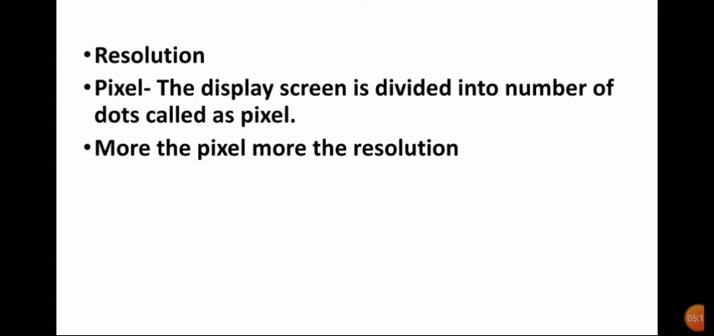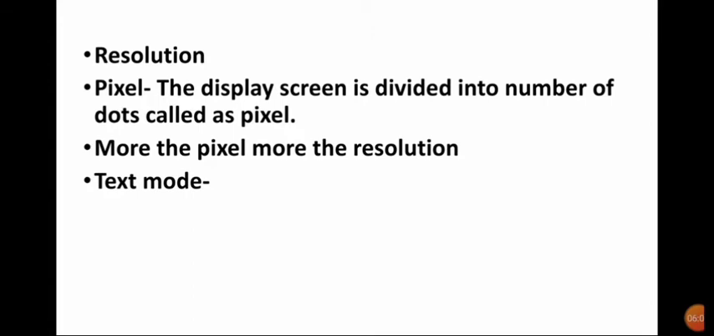The more the pixels, the more the resolution. The resolution depends on how many pixels there are. If your display screen is divided into more dots, then the resolution is more. The camera resolution and your mobile resolution depend on pixels. Hence, with advanced smart mobiles the resolution is nice and the picture quality is nice, because they contain more pixels.